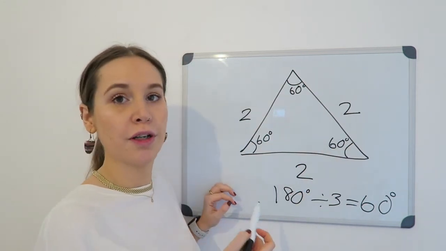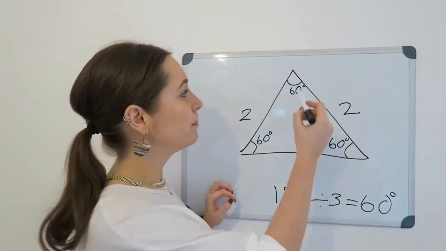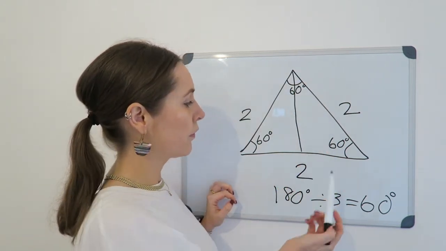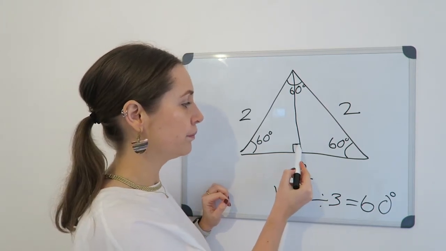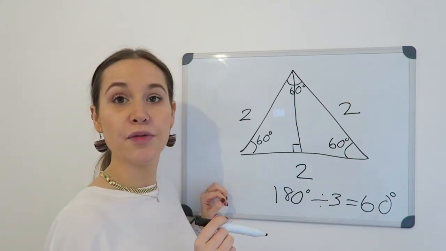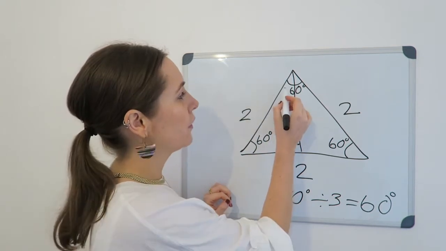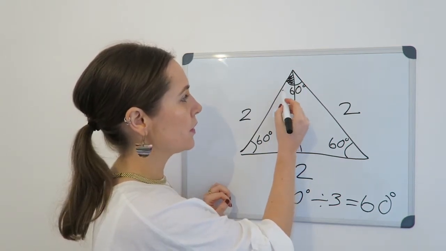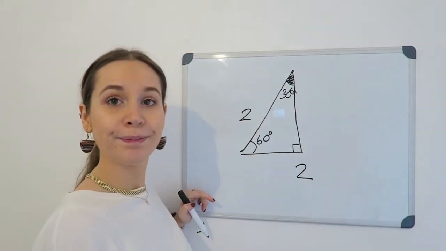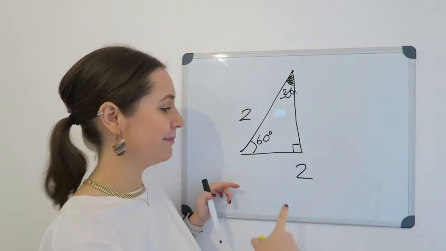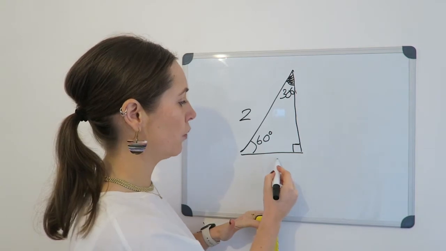What we're going to do with this triangle is we're going to just chop it in half, which means this angle here at the bottom is a right angle, and this angle here we've divided into 2, so this side here is going to be 30 degrees, and this side length on the bottom was 2, but we've divided it by 2, so now we've just got a side length of 1.